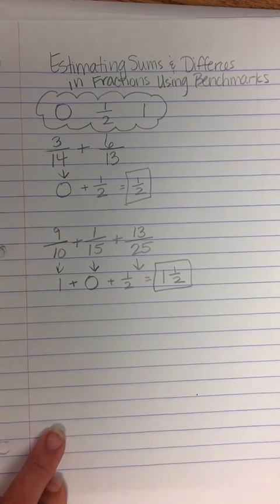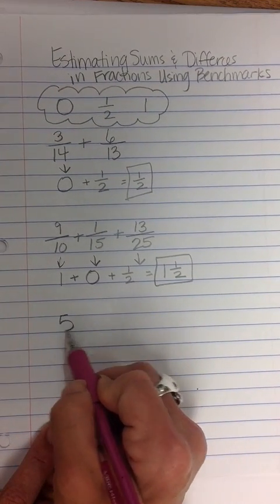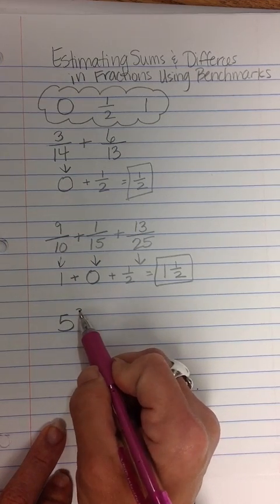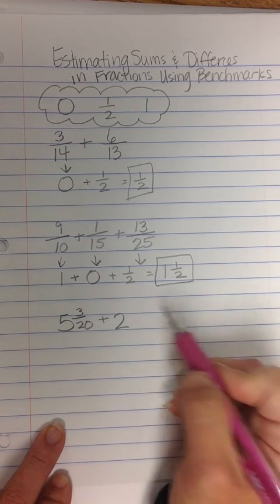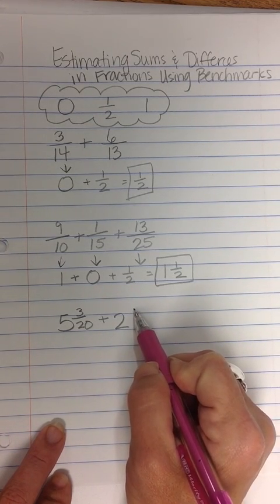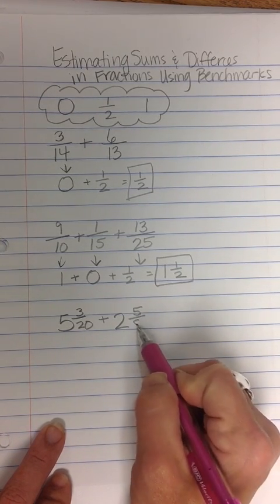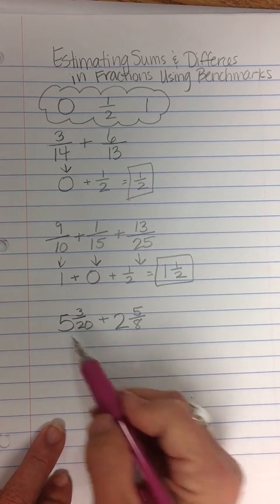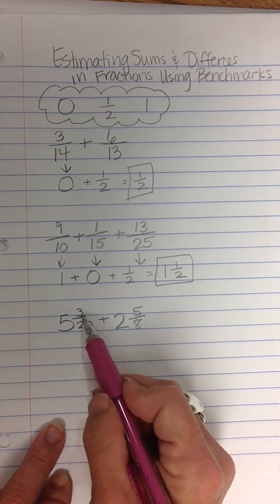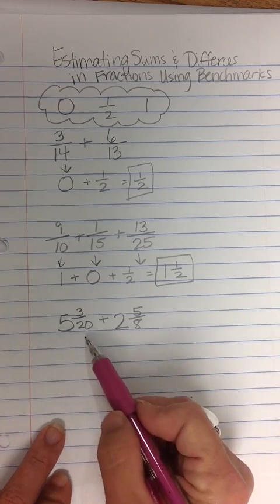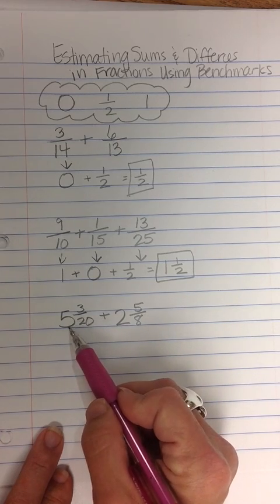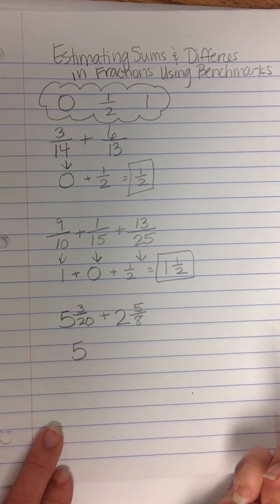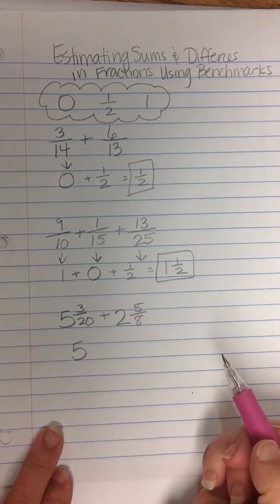Well, let's look at when it's mixed numbers. If we have 5 and 3/20 plus 2 and 5/8. I look at my fraction, 5 and 3/20. 3/20 isn't very much at all. It would be closest to 0. So this would stay just 5. 5 and 3/20 is closer to 5 than it is to 5.5 or 6.